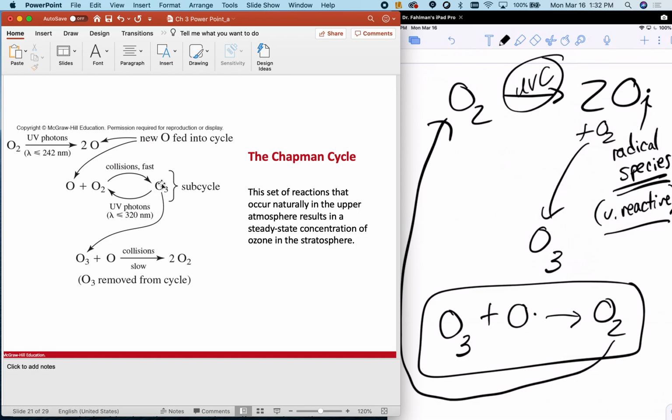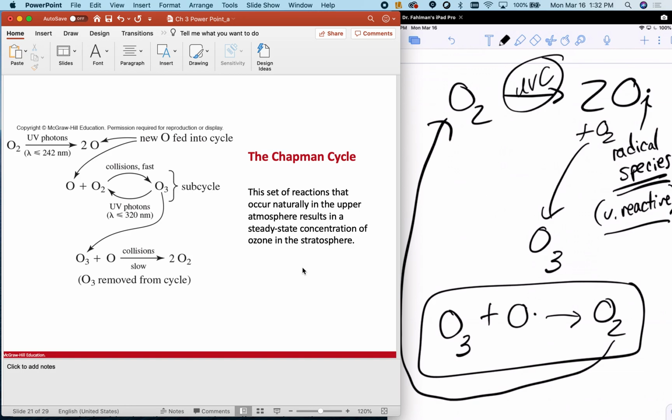And then you've also got UVB that can break ozone apart to go back to oxygen atoms and oxygen molecules. So this is kind of a mini cycle too, but the main one is this, and then that, and then it goes back to here. So these are a natural series of reactions that happen, and you reach a certain equilibrium of ozone.